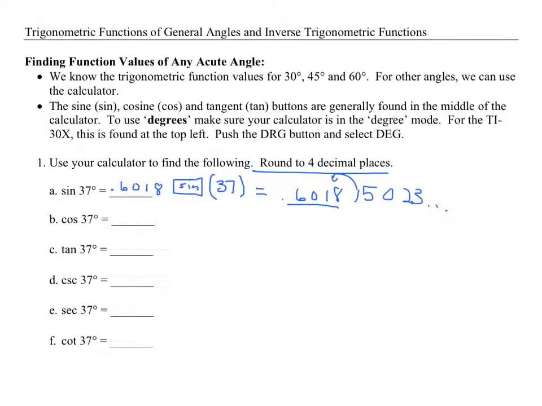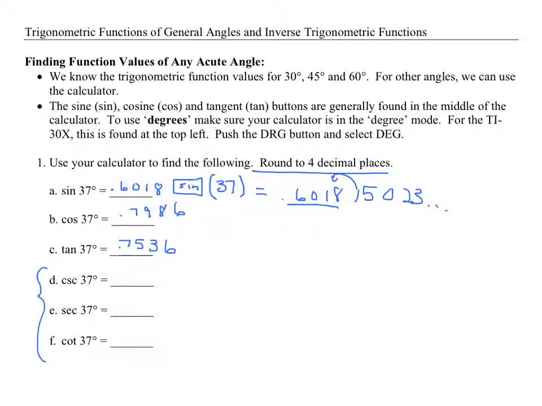The cosine of 37, rounded to 4 decimal places, would be 0.7986. Tangent of 37, and you can try this on your calculator just to make sure you're getting the same thing I am, 0.7536, because I had to round up on that one. Now what about the other three? Well, these are the cofunctions.